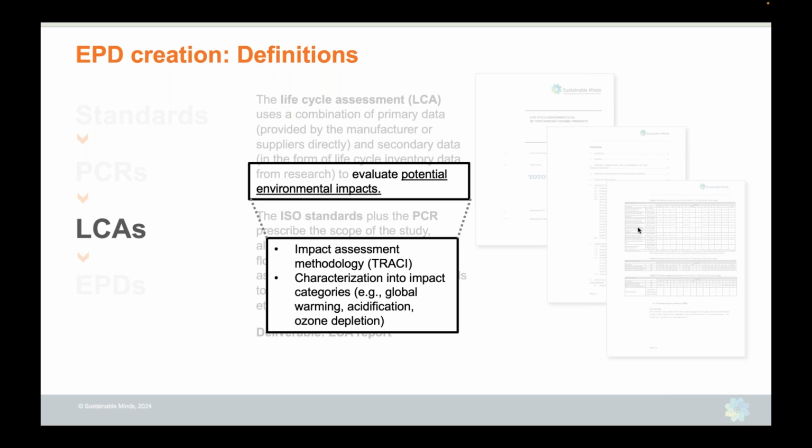Then once the model is put together, the LCA analyst will run a specific impact assessment methodology like TRACI, which is developed by EPA. And what that does is it characterizes those individual flows into impact categories, like global warming, acidification, eutrophication, and others, just to get to those quantified end results.